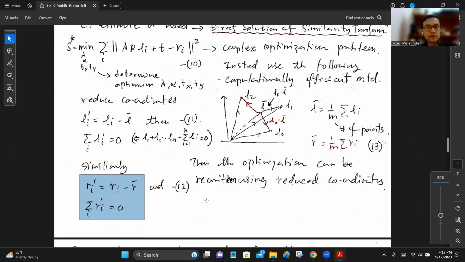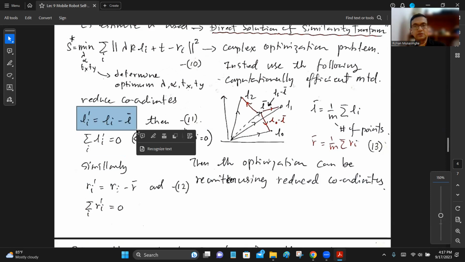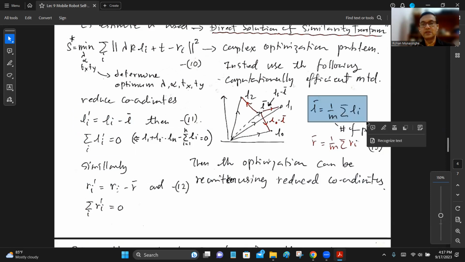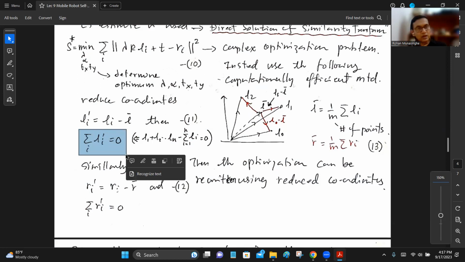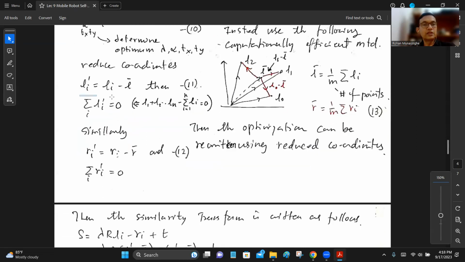Now, the other identity over here is that if you add all of the modified estimated landmarks, after coordinate reduction, the answer is 0. Okay. Now look at this one. If you add all these things together, the answer is 0 because L bar is defined like this. So if you sum up all these modified landmarks, you are actually adding all of the landmarks minus all of the landmarks. So it's 0. Okay. So remember these two equations. When you add all of the modified landmarks, all of the modified reference landmarks, the answer is 0.